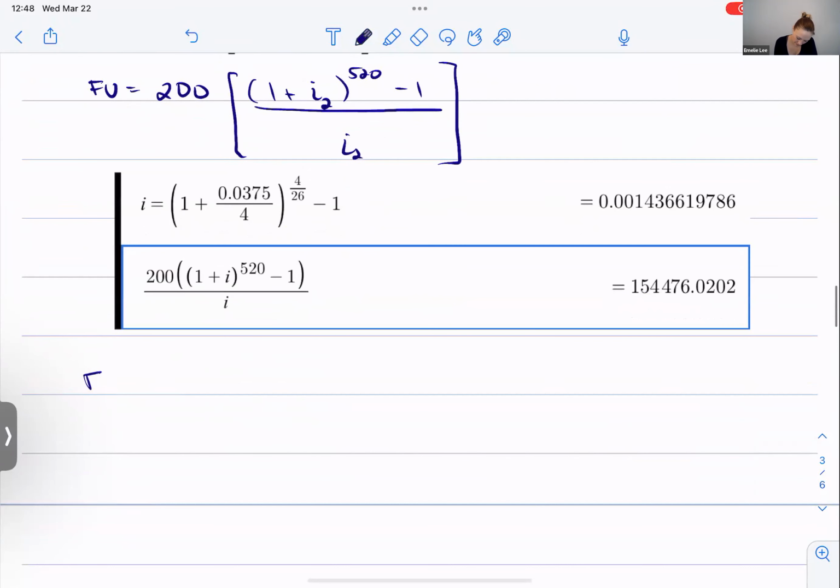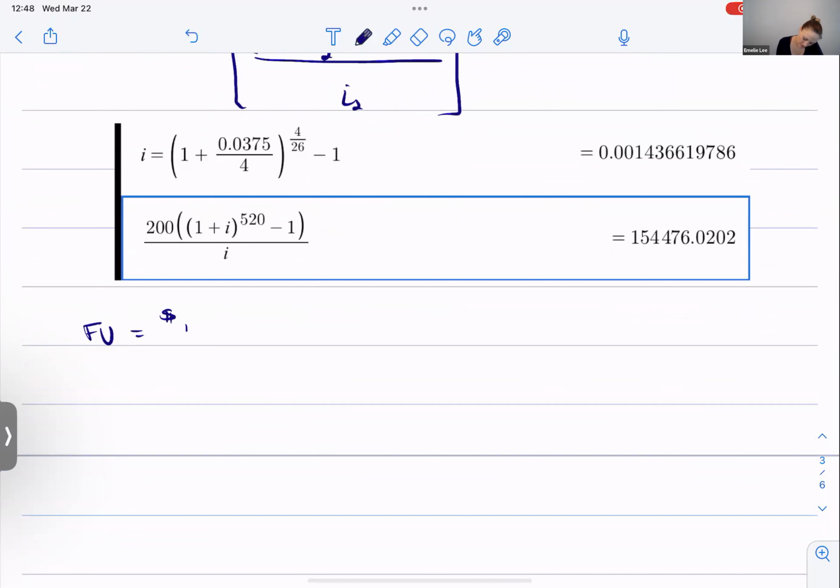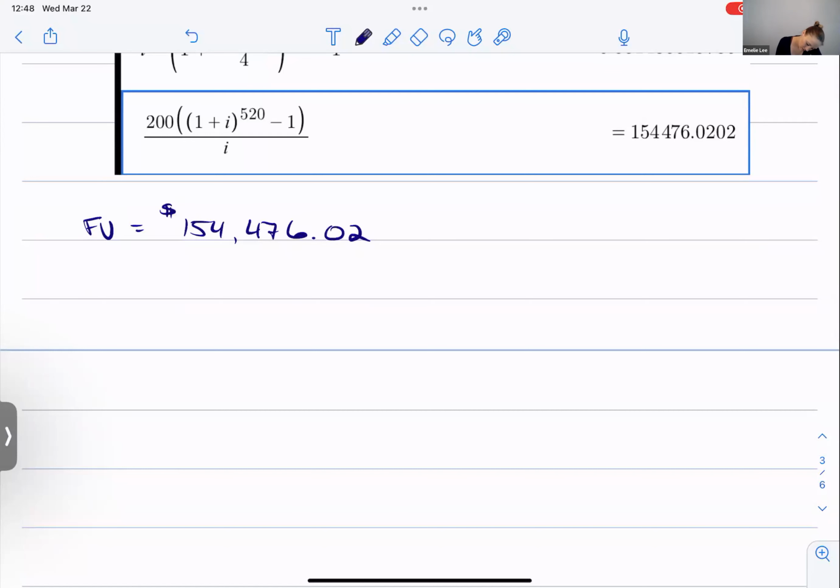So the future value, how much they would have in the savings account after 20 years, it's quite a bit. $154,476.02. Mm-hmm. Nice. So a little bit of work, right? Especially for me, keeping track of the payment amounts. But let's do it on our calculator, right? So now we will solve this on the calculator.